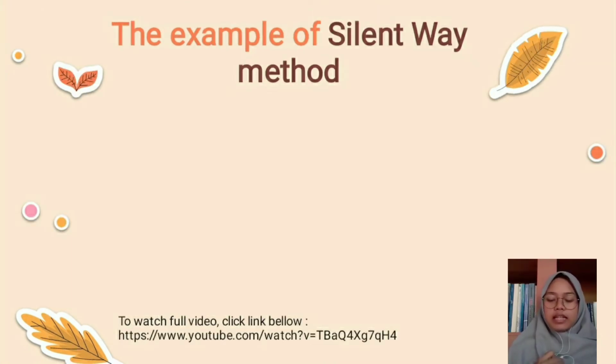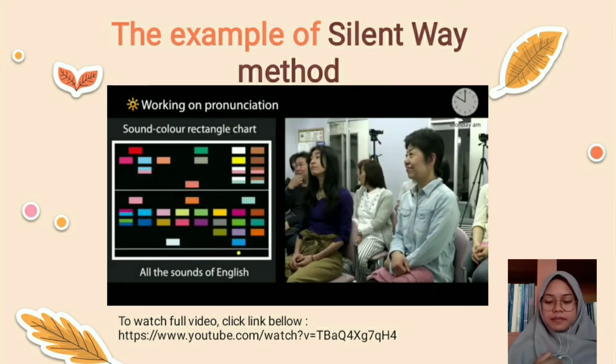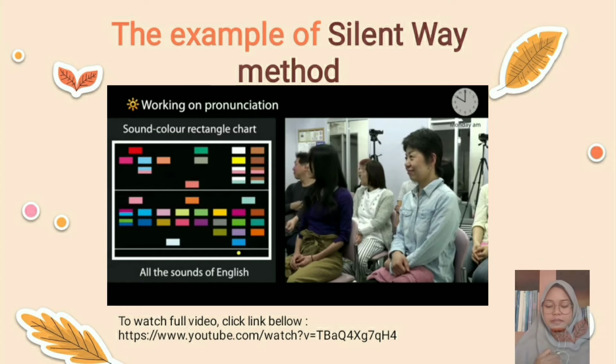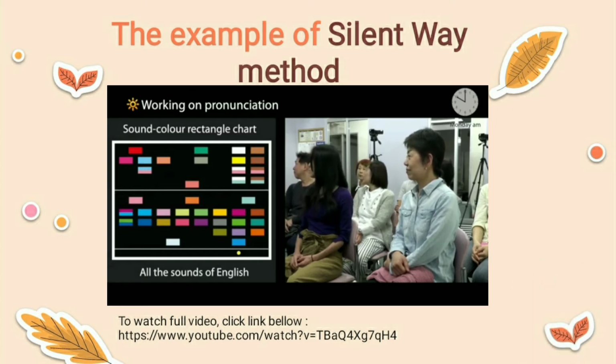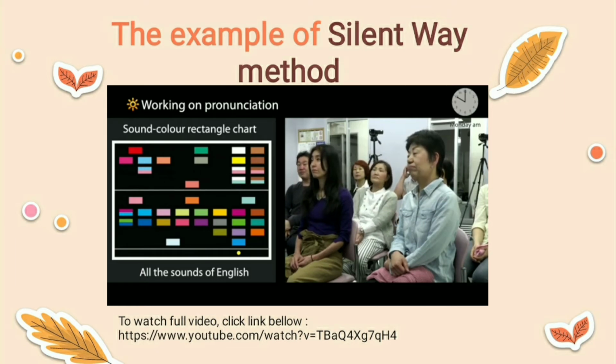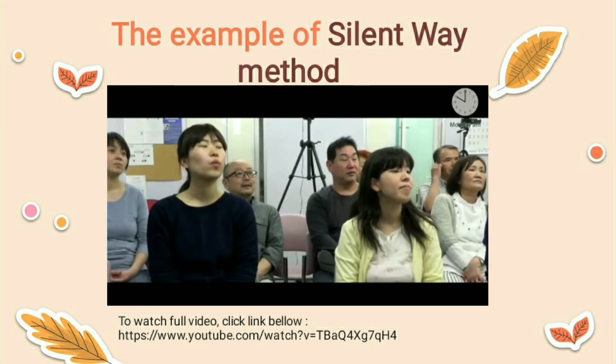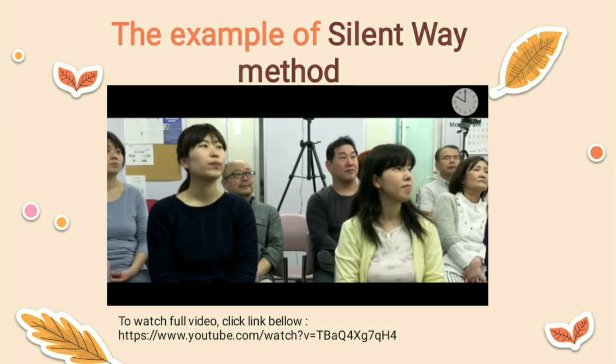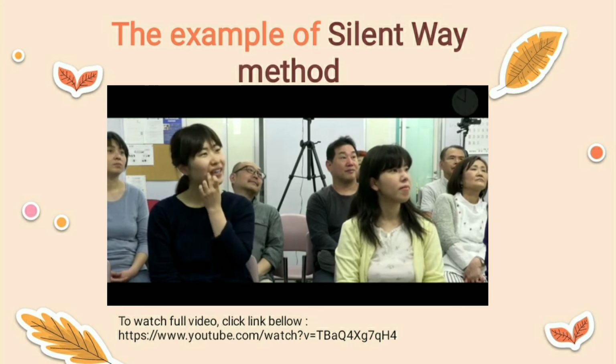The next slide is the example of the Silent Way method. See him using a chart with colored rectangles. Each rectangle represents a sound in American English, and the chart shows all the sounds of English. So, simply by pointing, he can refer to any English sound, create words out of sequences of sounds, and avoid the problems which English spelling would otherwise cause.